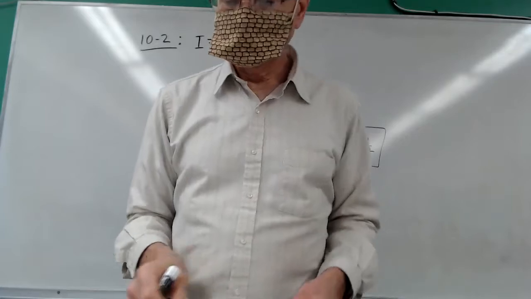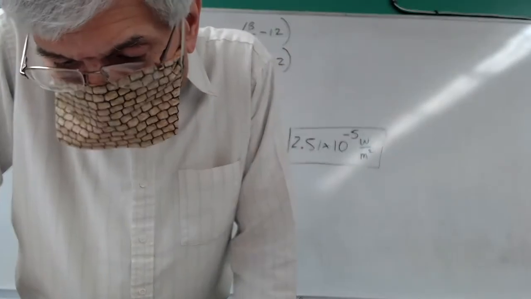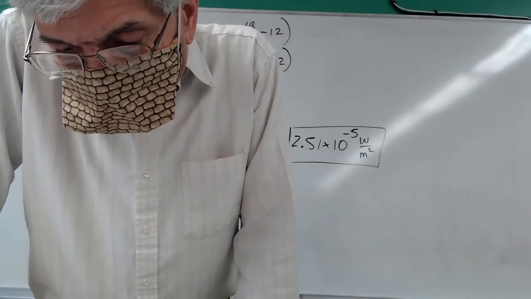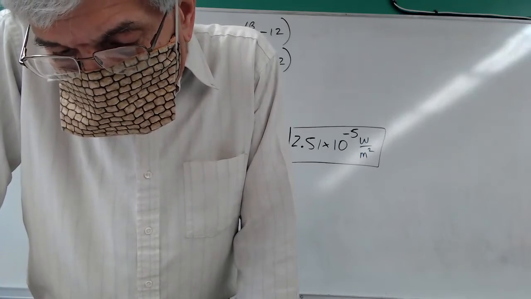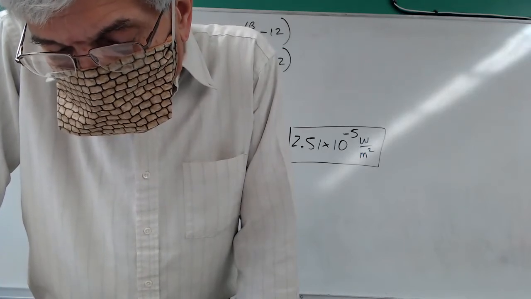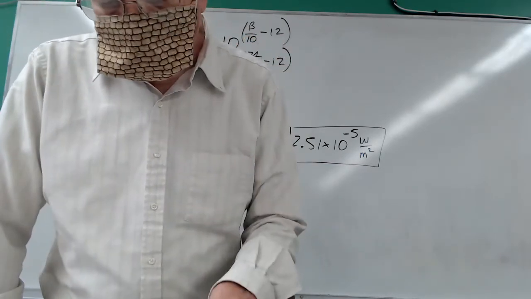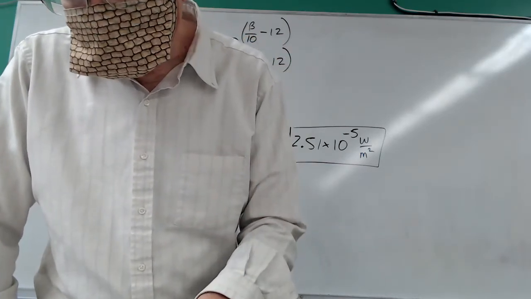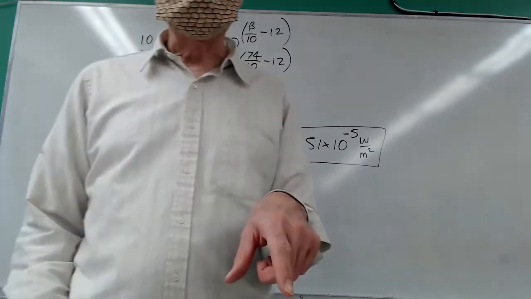And then we have number 3. Part A of number 3 is going to just be a repeat of what I just did. But then part B, once you have the intensity, you stick it into the inverse square law.